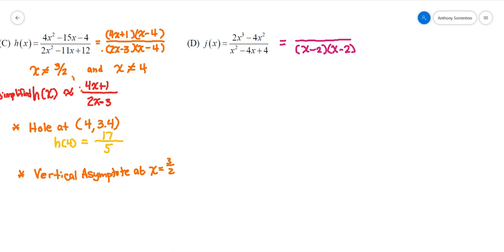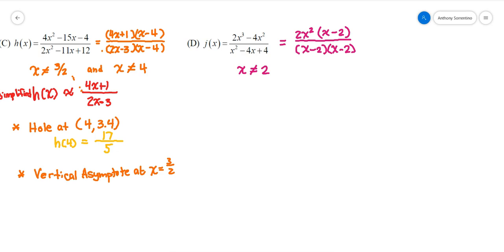The top factors into 2x squared times x minus 2. So there is my factored form, more or less, of j of x. And I can see here I really only have one domain restriction. X cannot be equal to 2, because that's going to create 0 in the denominator. That's the only number that's going to make a 0 in the denominator.